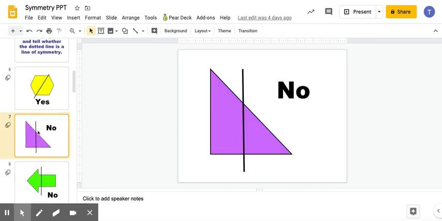The next one is a triangle. Where they've drawn the line, there is no line of symmetry, because if you were to fold along that line, then you would not have two sides being the same size and the same shape. That does not mean that a triangle always has no lines of symmetry. There are different ways that you can draw lines on a triangle to make it have lines of symmetry. For example, if I drew a line here, it would then have a line of symmetry. So just because it says no, on that specific line is where it does not have a line of symmetry.